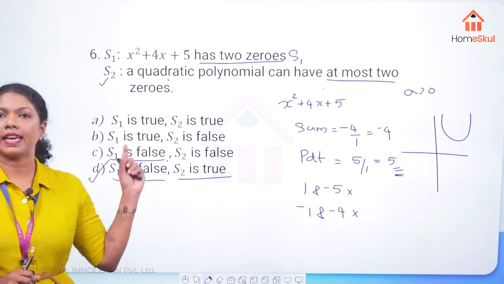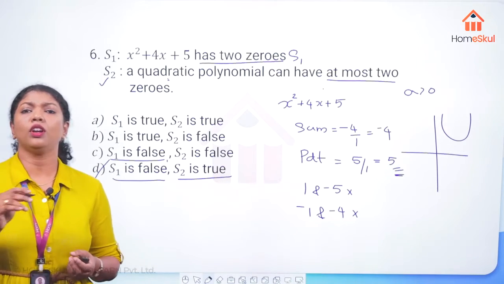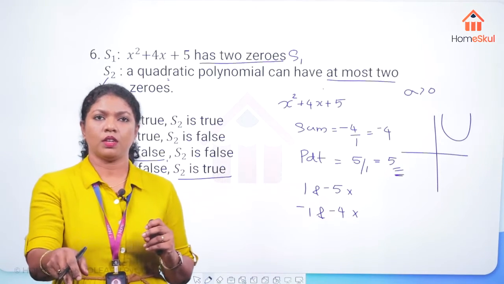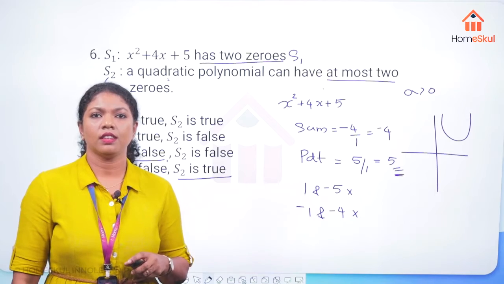Understood how to find the answer? So do not conclude that because it's a quadratic polynomial, it will have 2 zeros. Not necessarily. Understood?